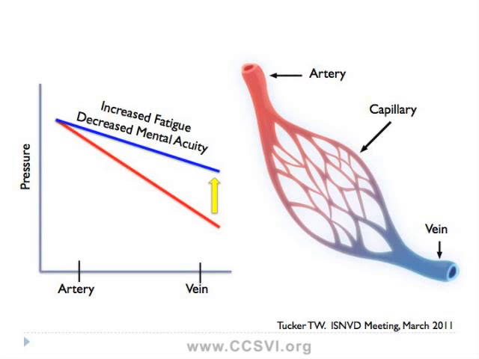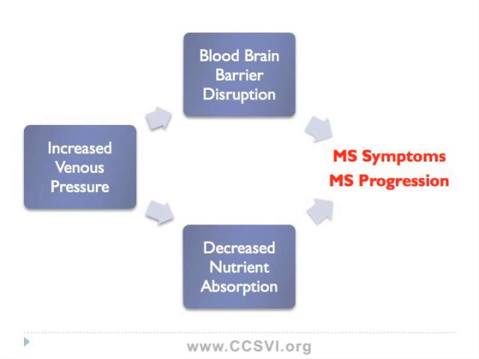So just another theory as to why these things happen, but ultimately, the thought is that the increased venous pressure, almost regardless of which mechanism we're talking about, can lead to some of the symptoms that were classically attributed to MS, and in some circles there's even been some talk about progression, although I'm not sure I necessarily am in that camp, but certainly that's been discussed when it comes to MS.